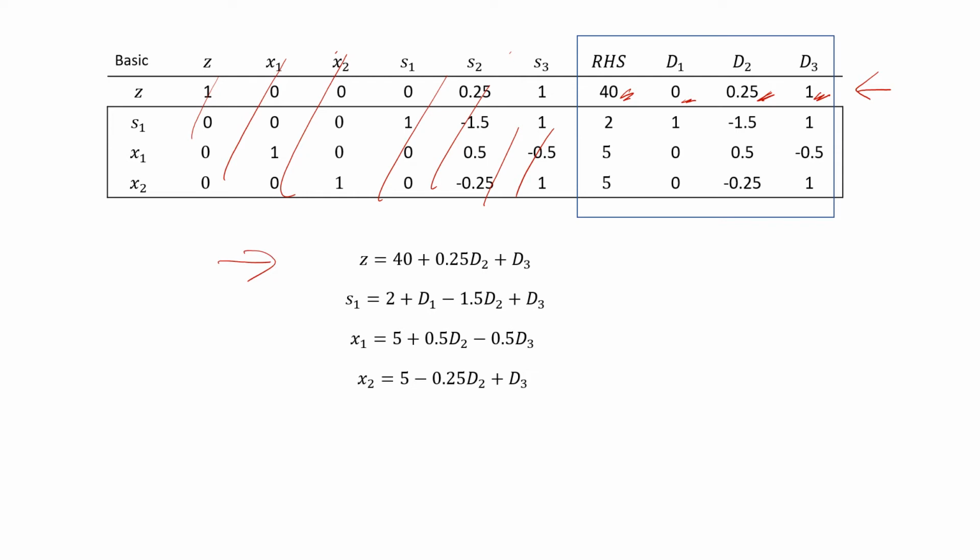Our second equation, S2, is 2 plus 1D1 minus 1.5D2 plus D3. And there's our second equation, and so on for the third and the fourth. So we can read off what is on the right-hand side of our equations after 2 iterations. And remember, the tableau is just substituting variables in our equations. So the tableau is telling us what our equations look like once we're done and we set some of our variables to 0.